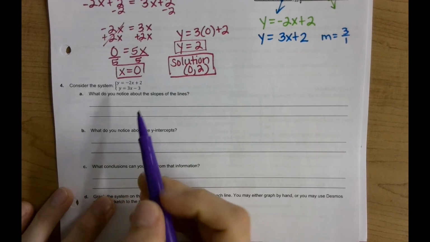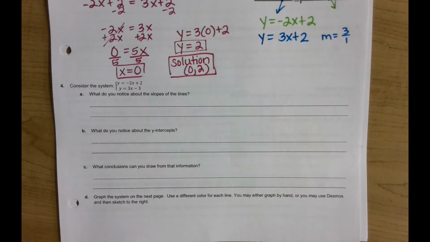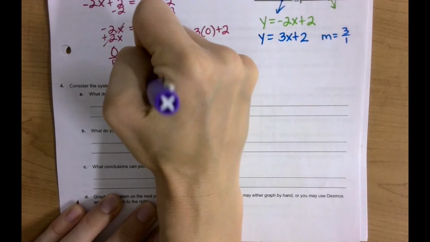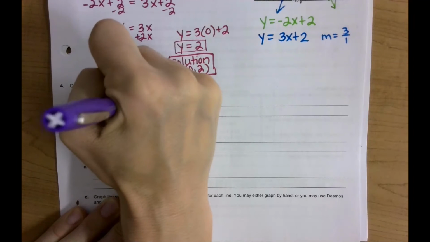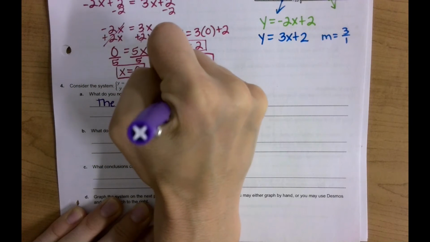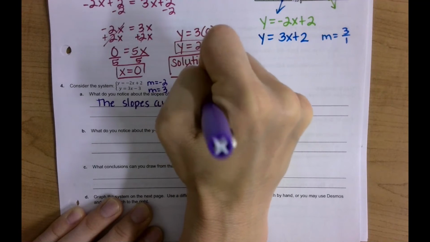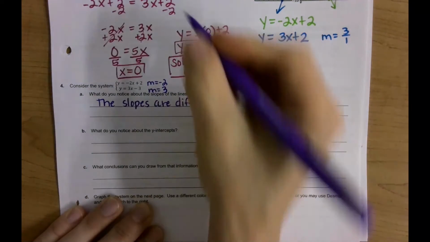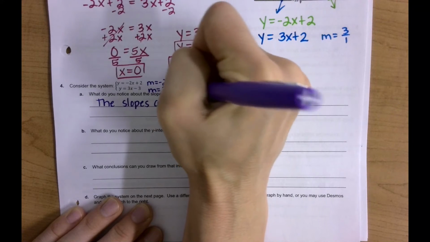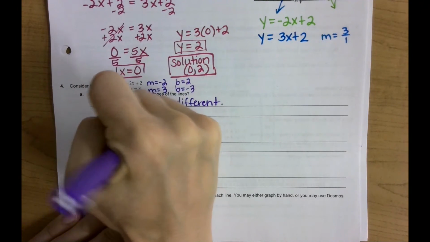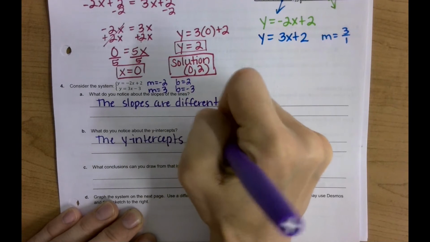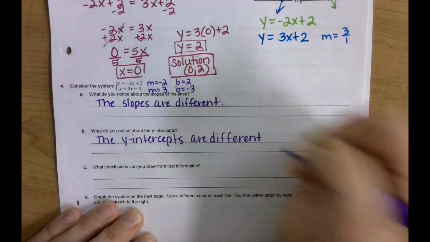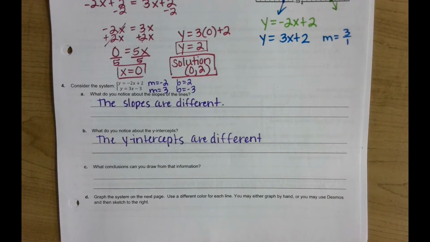All right, welcome back. So what do you notice about the slopes of the line? Here I'm noticing they're different. This first one's negative 2, second one's 3. The slopes are different. What do you notice about the y-intercepts? Well, this one is b equals 2, the second one is b equals negative 3. The y-intercepts are different. So what conclusions can we draw from these, if they have different slopes and different y-intercepts?